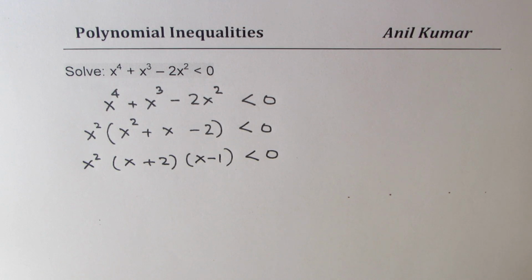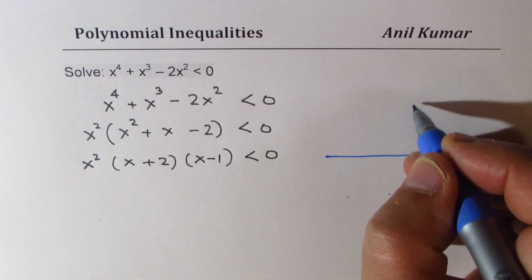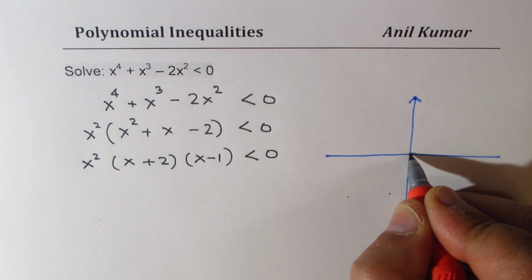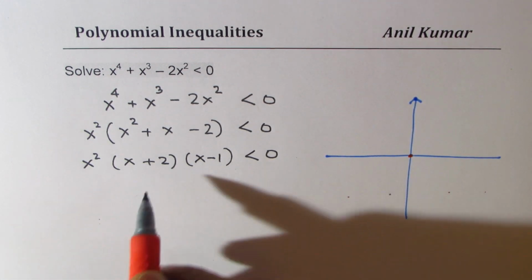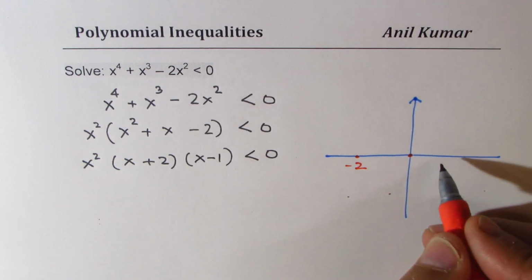I'd like you to pause the video, sketch this particular graph, right, and then check my solution. Okay. So we have how many zeros this time? This is a 0 right there at the center, order 2. Then we have a 0 at minus 2 and we have a 0 at plus 1.